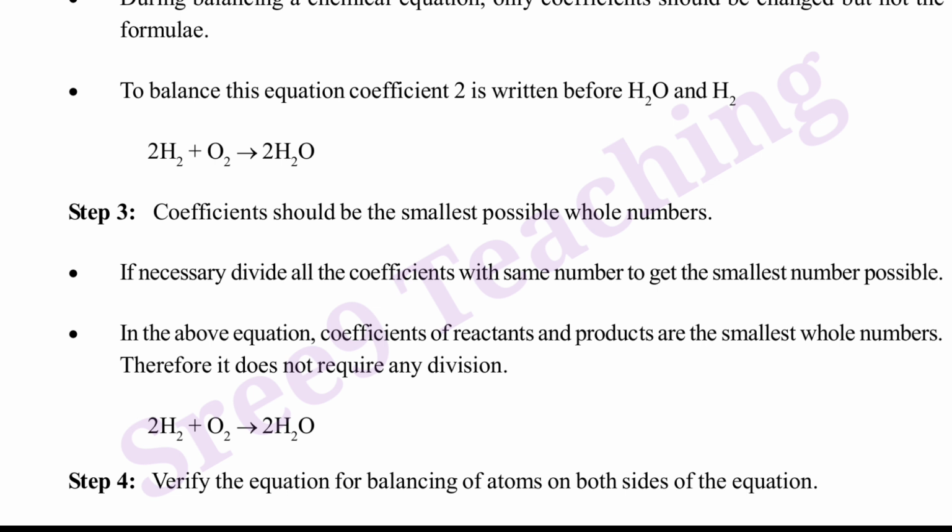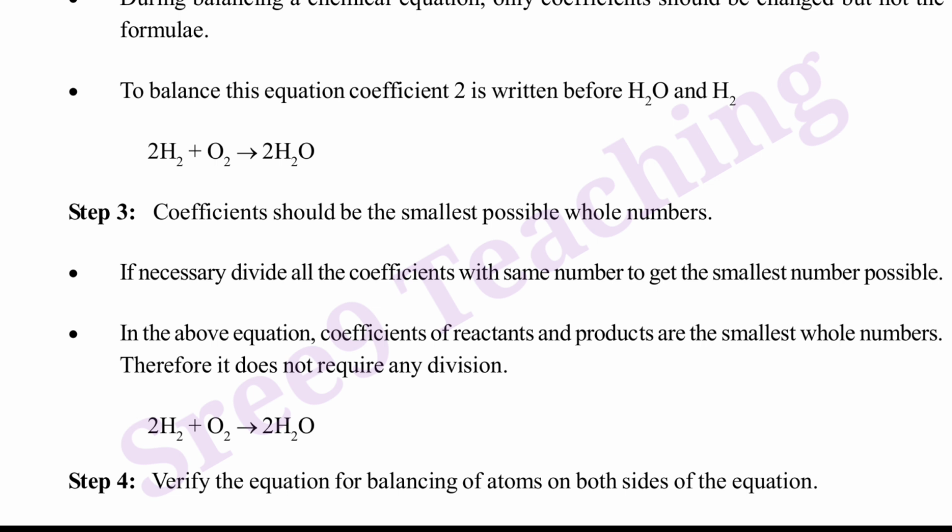In the above equation, coefficients of reactants and products are the smallest whole numbers. Therefore, it does not require any division. Okay? Yes, because 2 is very small, hence we cannot divide it by anything. And especially beside the O2, there is no coefficient. Hence, we cannot divide the 2 on either side, left hand side or right hand side, because O2 has no coefficient. If it had 2, then all the 2's would be divided by 2. We would have got H2 plus O2 gives H2O like that.